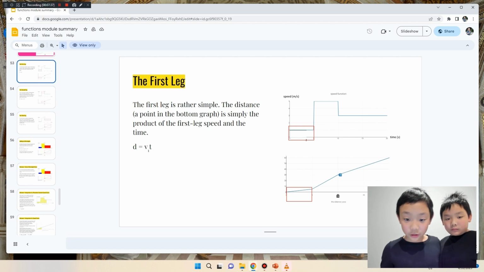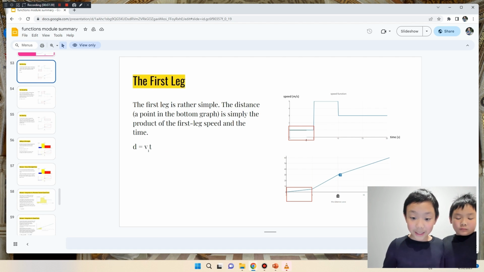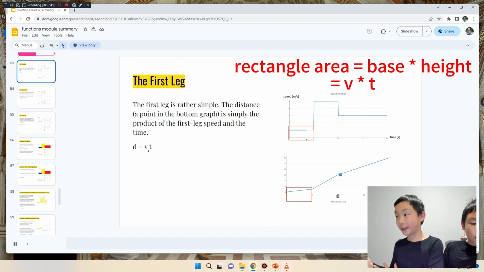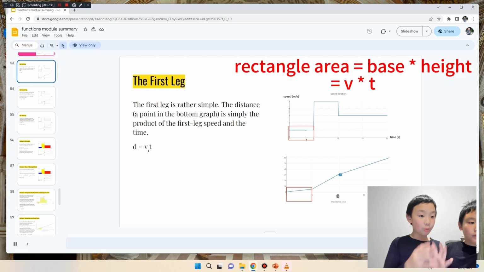So let's look at this. Let's say the speed is 1 and the time is 3. 1 times 3 is 3. And to make a rectangle, it's just a times b, or something times something. So like 1 times 2 is a rectangle.